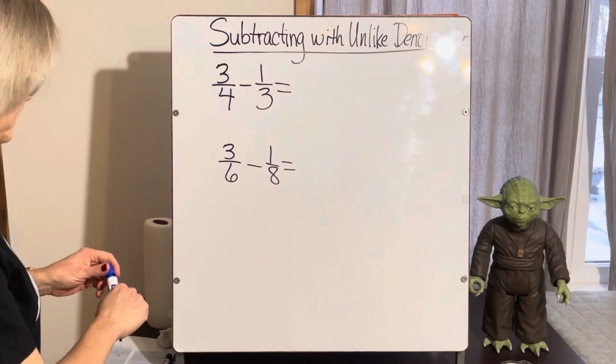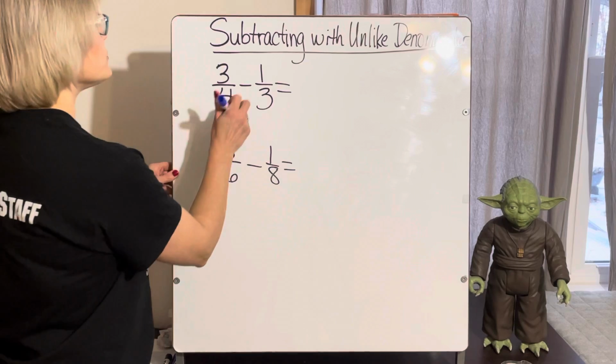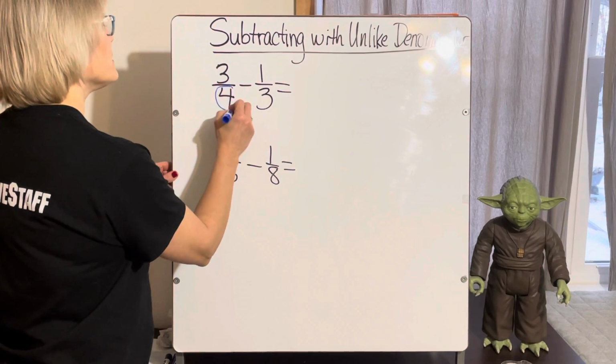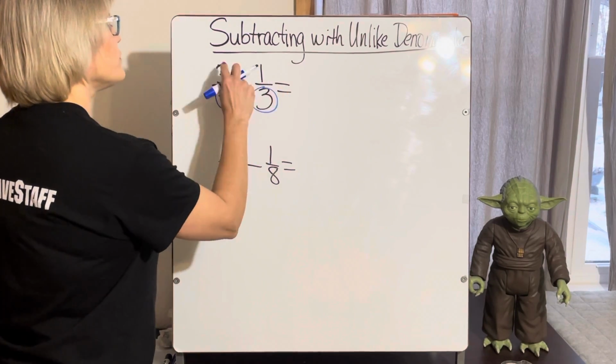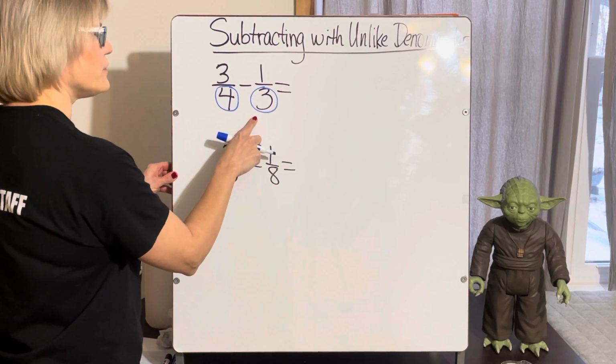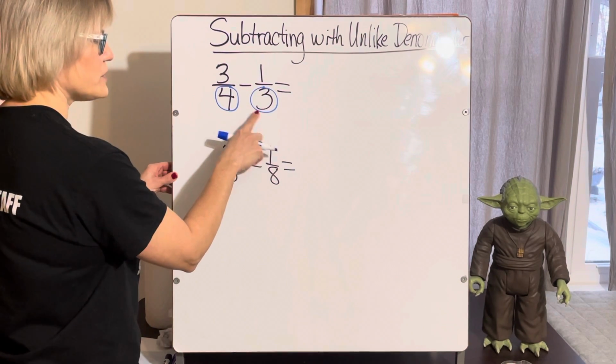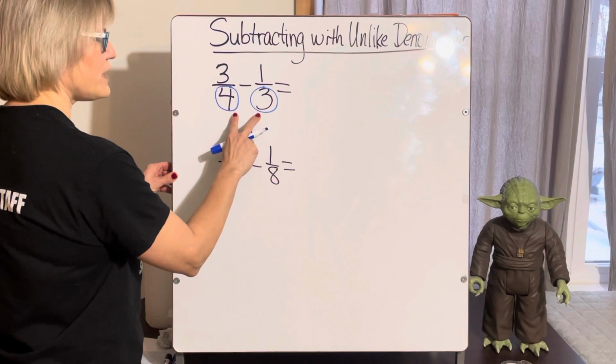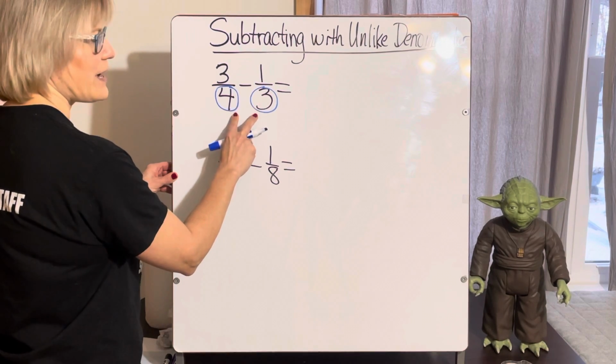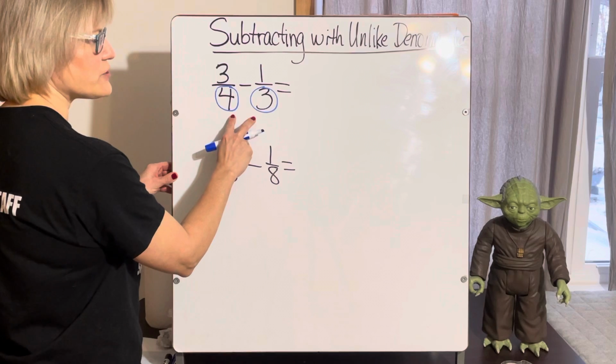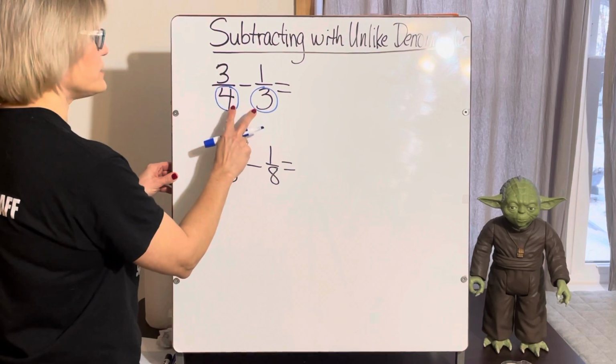So step 1. We need to identify our denominators. We've got 3/4 minus 1/3. We've got fourths and thirds. So we identify those denominators and then we have to create equivalent fractions to make these denominators the same.